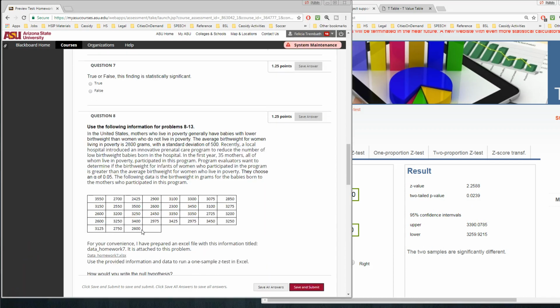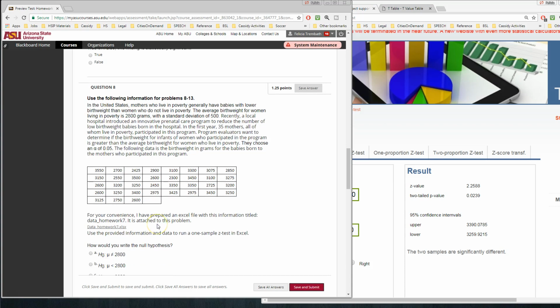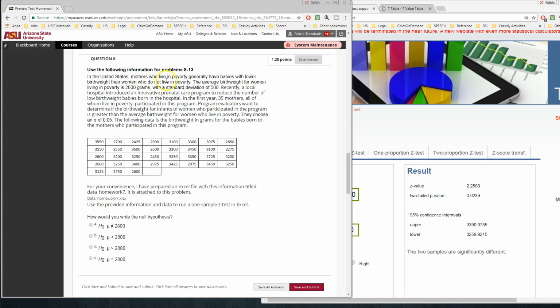So for question 8, we have another block set of information here. We have mothers who live in poverty have lower birth weight than women who do not live in poverty. The average birth weight for women living in poverty is 2,800 grams with a standard deviation of 500. Recently, a local hospital introduced an innovative prenatal care program to reduce the number of low birth weight babies born in the hospital. In the first year, 35 mothers, all of whom live in poverty, participated in the program.